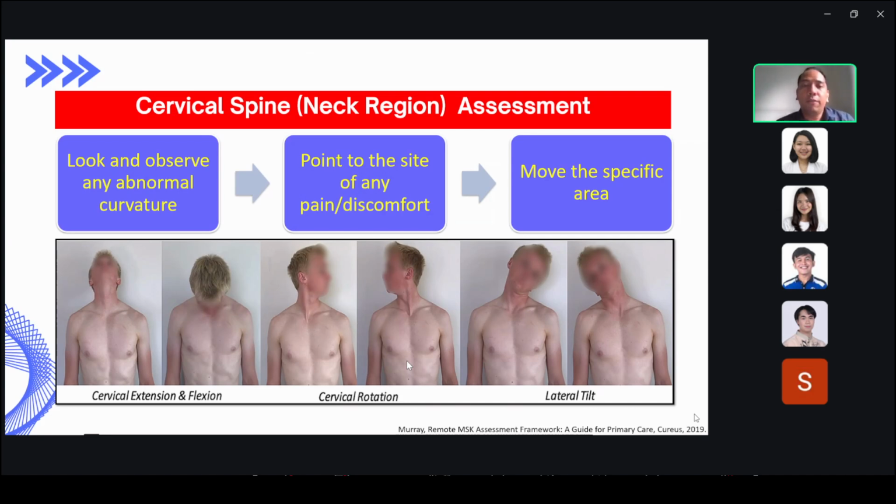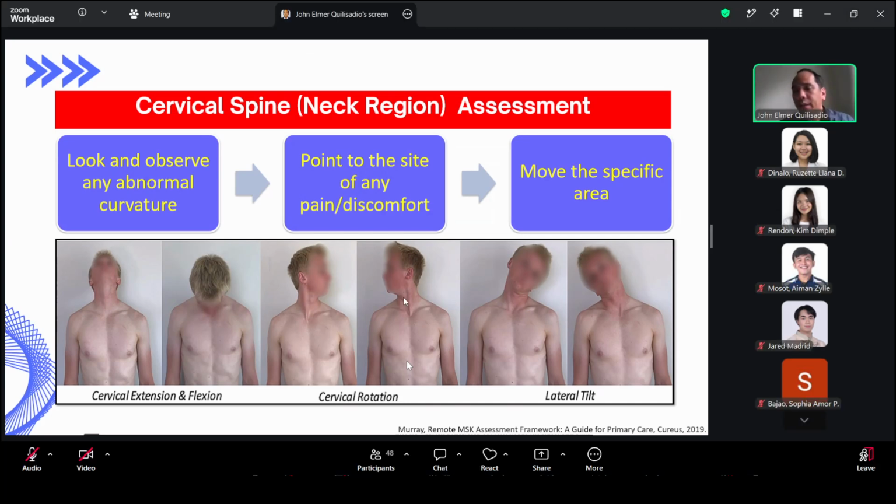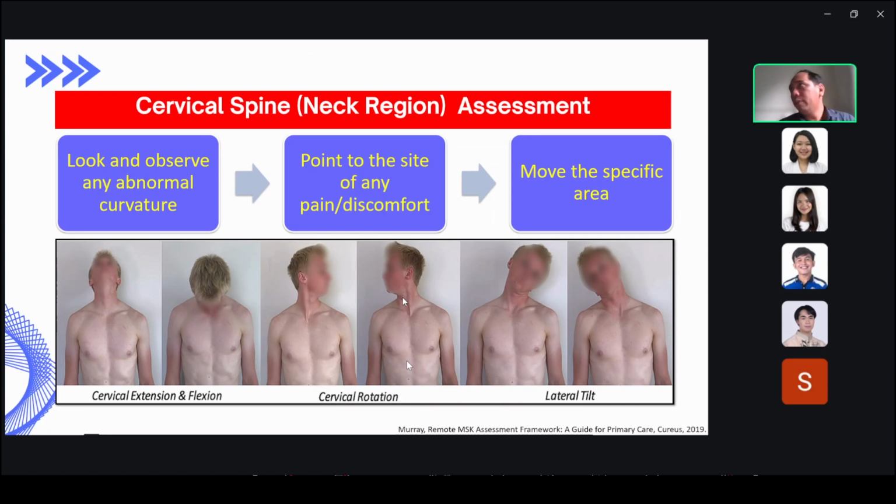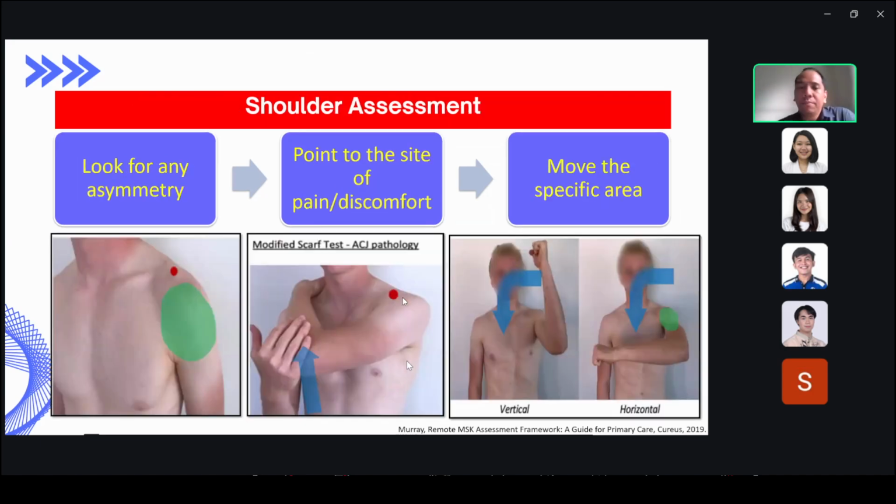So for the first patient, to assess physically the cervical area, look and observe any abnormal curvature, so cervical extension and flexion, point to any site of discomfort, and move the specific area. So cervical rotation to the left and to the right, and then lateral tilt to the left and to the right. If you observe any pain, note it there, noting where it hurts.